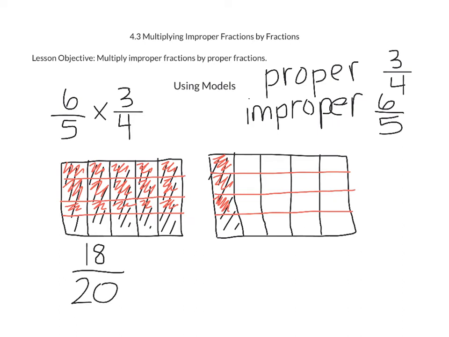Now we want to make sure we simplify our answer, and 18/20 isn't simplified, but we can divide both 18 and 20 by 2 because both are even numbers. So when we divide 18 by 2, we get 9. And when we divide 20 by 2, we get 10. So 9/10 is our answer for 6/5 times 3/4.